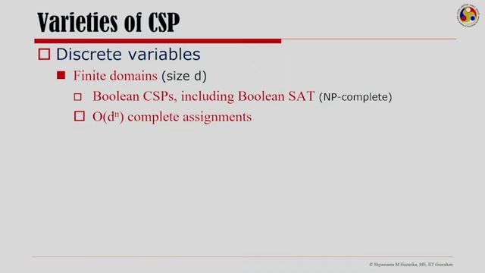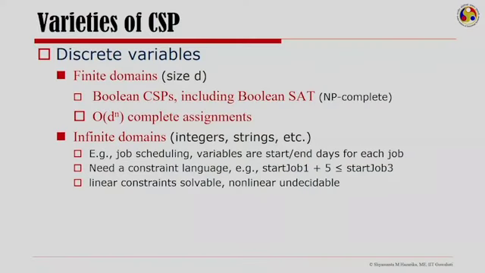Now, depending on the types of variables, we could have varieties of constraint satisfaction problems. The most common of them are the ones with discrete variables, so they have finite domains. The Boolean CSPs, including the Boolean satisfiability problems, are of this nature. We have infinite domains, domains that have integers, strings, etc. For example, job scheduling needs a constraint language, and linear constraints are solvable, non-linear are undecidable.